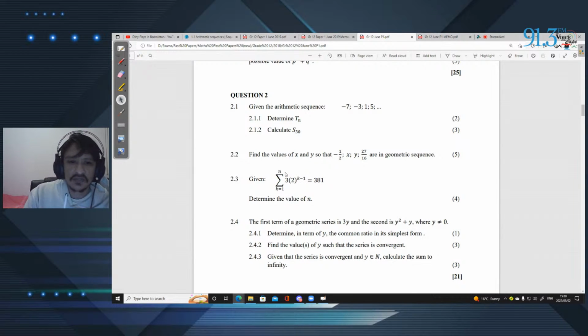So they're telling us for a certain number of terms, starting with k equals 1, that the sum of all those terms will give us 381. That's what they are telling us. And we can see that this is geometric. I mean, it's 2 to the power of k minus 1, isn't it? Right? So let's go ahead and try to solve it.